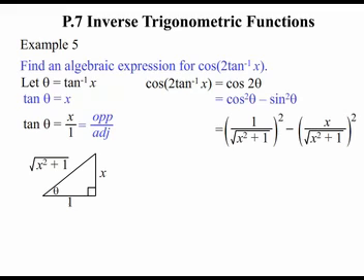And if we simplify these, we're just going to get 1 over x squared plus 1, subtract x squared over x squared plus 1. And if we combine them, we get 1 subtract x squared over x squared plus 1, and that is it. That is our algebraic expression for cos 2 tan inverse x.